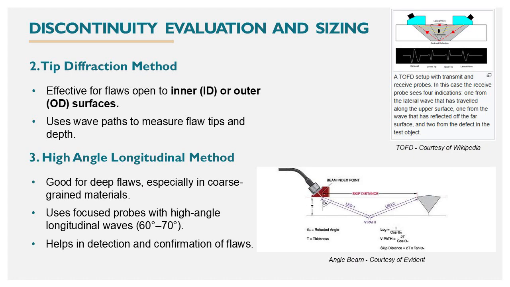Number 2 of discontinuity evaluation and sizing is tip diffraction method. It is effective for flaws open to inner, ID, or outer, OD, surfaces. It uses wave paths to measure flaw tips and depth. Number 3 is high-angle longitudinal method. This method is good for deep flaws, especially in coarse-grained materials. It uses focused probes with high-angle longitudinal waves 60 degrees to 70 degrees. It helps in detection and confirmation of flaws.